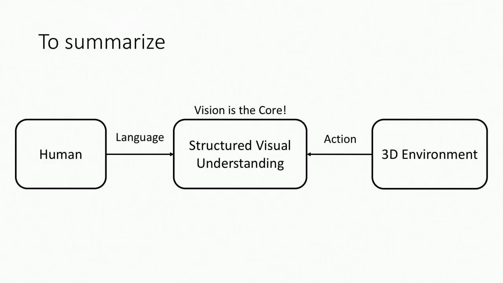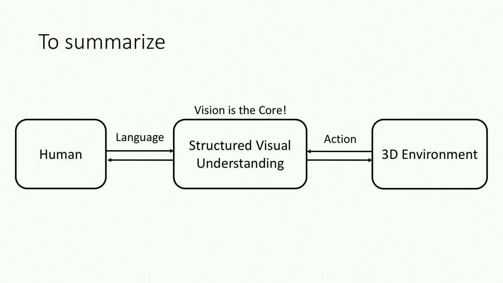To summarize, I think vision as a whole is very important, and especially I think structured visual understanding is very important. On the other hand, because the visual system is not isolated from the human or environment, we definitely need to model the interaction between the human and the visual system, and also the environment and the system, to help get a better structural understanding.